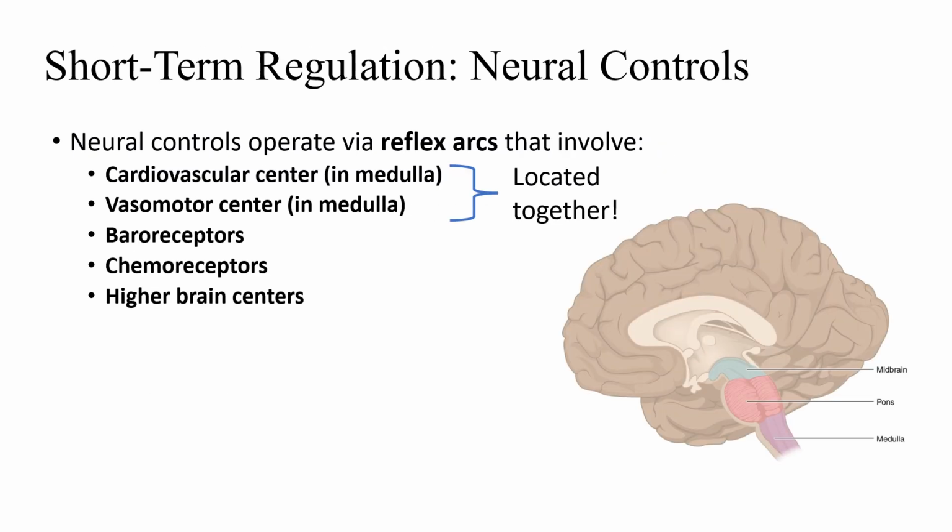Some reflex arcs that are involved in this: the cardiovascular center and the vasomotor center in the medulla, again located together. Not that strange really, the medulla oblongata hosts a lot of these sort of primordial mechanisms. You also have baroreceptors. So baroreceptors are sensing changes in pressure. Chemoreceptors: perhaps there are ligands that are setting off certain receptors that say that the blood pressure is too high. And then higher brain centers are sort of integrating this information as well.